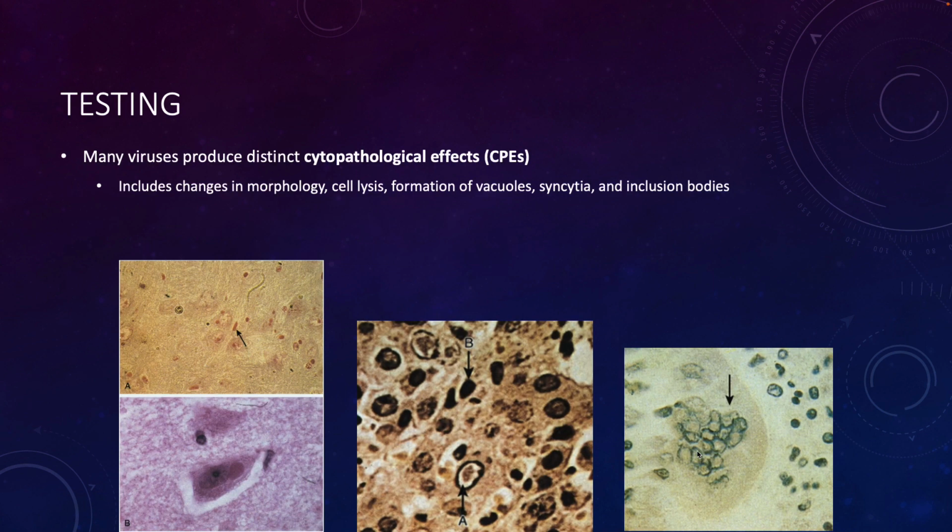I mentioned those cytologic examinations, and what you're looking for if you are the clinical laboratory professional is distinctive changes to the cell that are caused by viral infection. And we call those changes cytopathological effects, or CPEs. These can include things like changes in morphology, lysis of the cell, formation of vacuoles, inclusion bodies, and syncytia. And syncytia means these kind of multinucleated cells. So it's a single cell that'll have multiple nuclei.